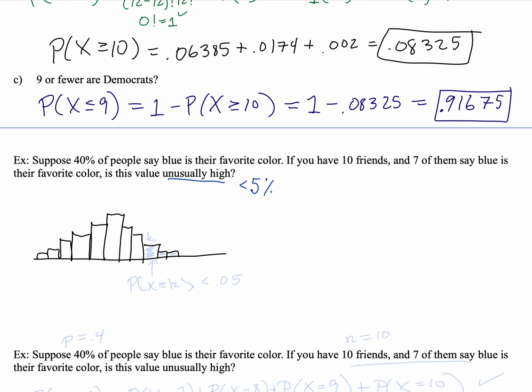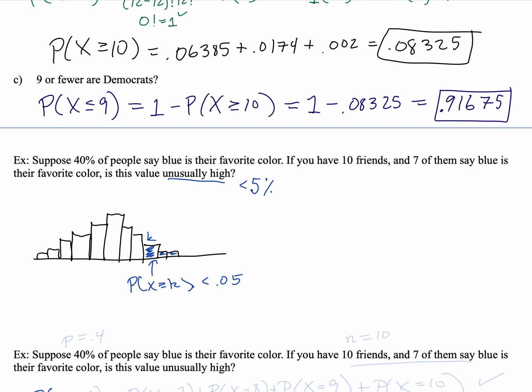When we say an unusually large value, suppose our x is right here, we are interested not just in the probability of x in particular, but the probability that x is that value or larger. Unusually large means that the probability that our value x is greater than or equal to k is less than 0.05, less than 5%. All right, so is this value unusually large?